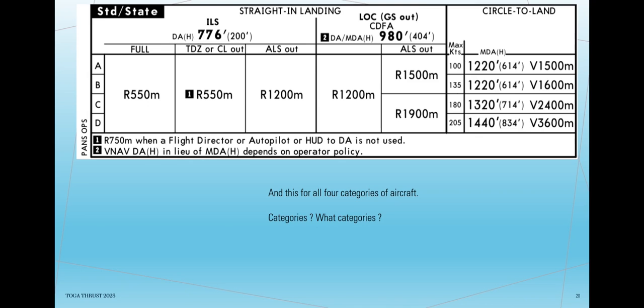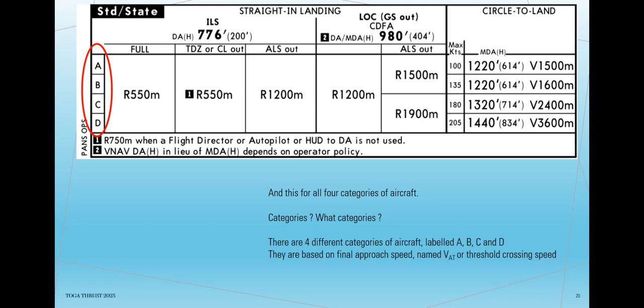Categories? What categories? There are four different categories of aircraft, labeled A, B, C, and D. They are based on final approach speed, named VAT, or threshold crossing speed. Have a look at this ICAO table.